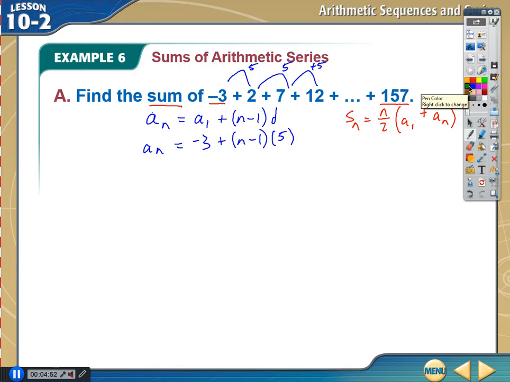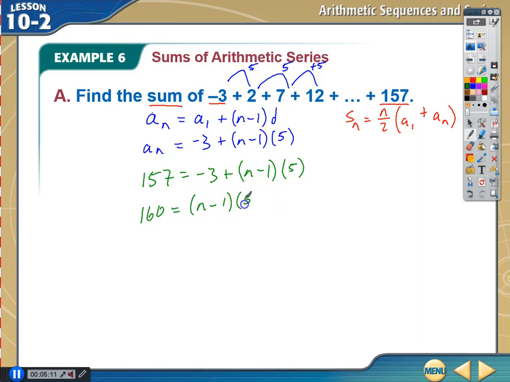Great question. I plug 157 into here. 157 is equal to negative 3 plus n minus 1 times 5. Well, I add 3 to both sides, it gives me 160 is equal to 5 times n minus 1. Divide both sides by 5, I get 32 is equal to n minus 1. Add 1 to both sides. Hey, 33 is equal to n.